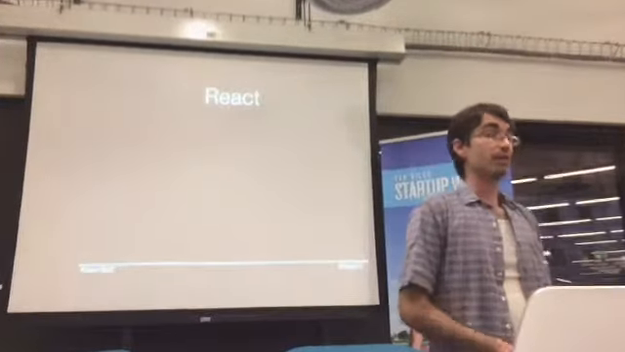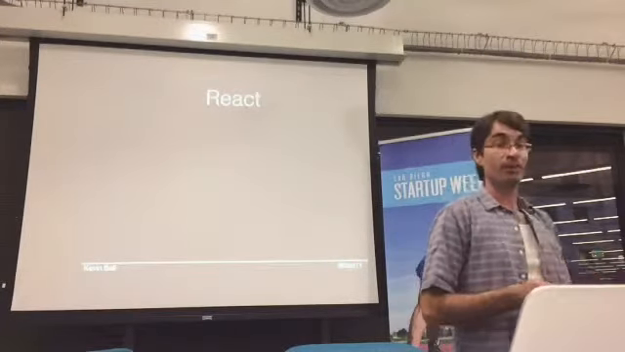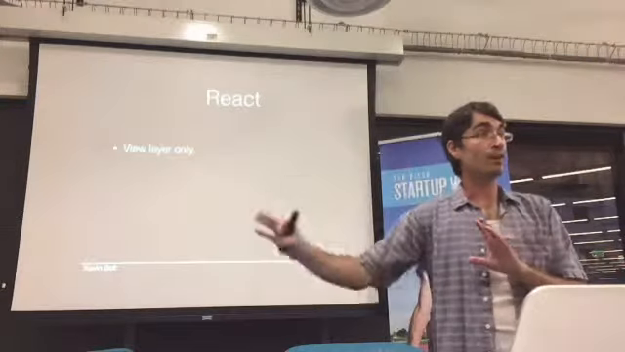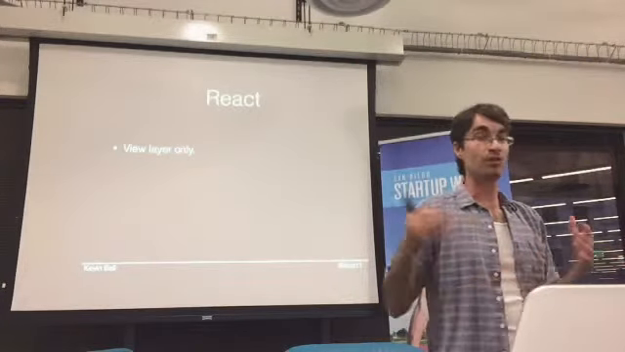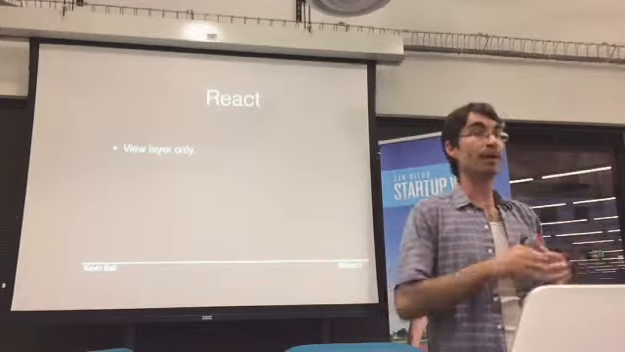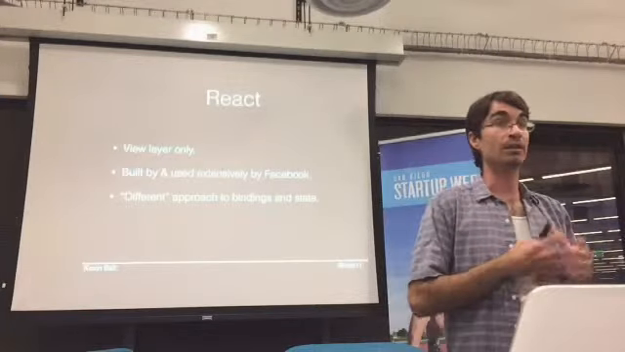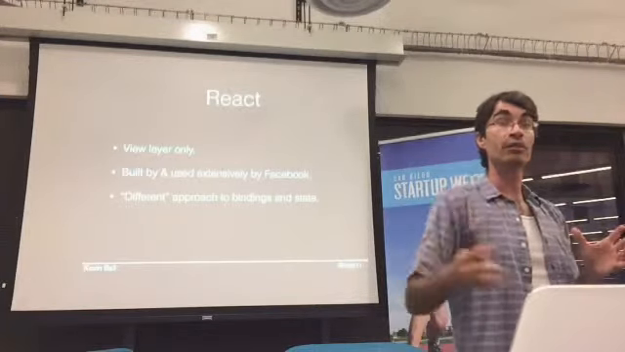The last front-end framework I want to talk about briefly is React. React is view layer only, so it doesn't have that model layer that some of the other things do. It's really just talking about how are we rendering this stuff out. You can actually use React with Backbone models or other things. It's built and used extensively by Facebook. And it takes a very different approach to bindings and state and the way that you really write the view of your application. That is pretty interesting, but definitely requires a mind shift.